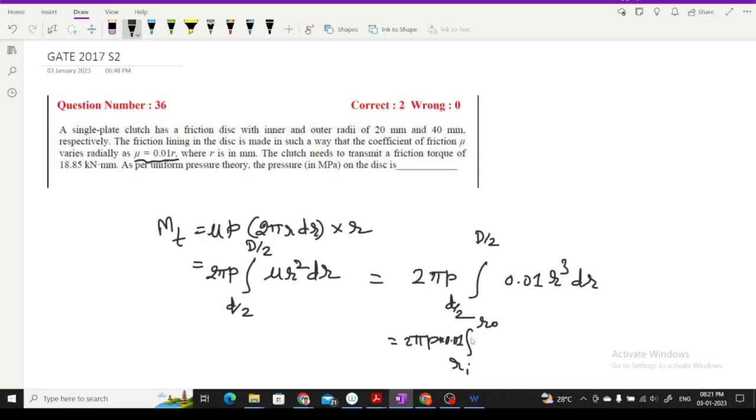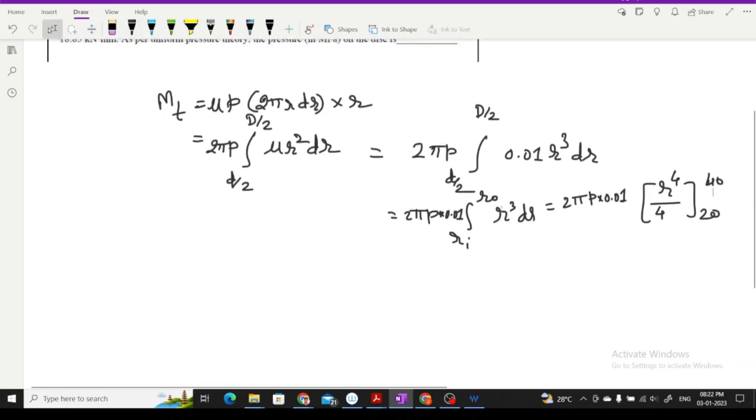0.5 MPa. What answer are you getting? 0.5 MPa, yes, correct. 0.5 MPa is the correct answer. So this 0.01 I have taken out, then r cube dr, so this 2 pi into 0.01, r from 4.4, and here the limits 20 to 40, that is r_i and r_o.